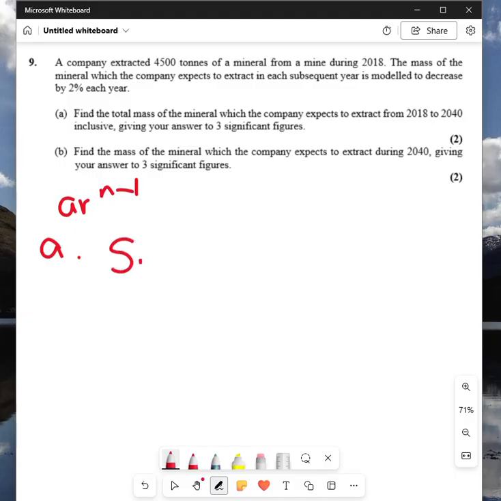So the sum of a geometric series is this formula, and this is in your formula booklet. So it's a(1 minus r to the power of n) all over 1 minus r. And we don't want the sum to infinity because we know we want it between the years 2018 and 2040. So it's just going to be the sum of a geometric series. So let's first of all think about what n is going to be.